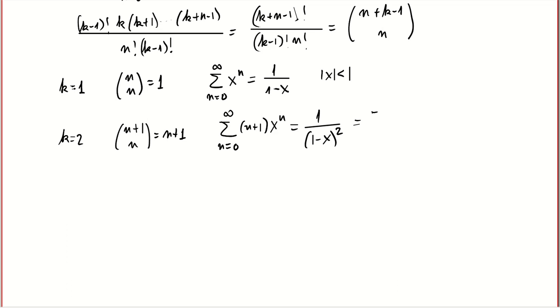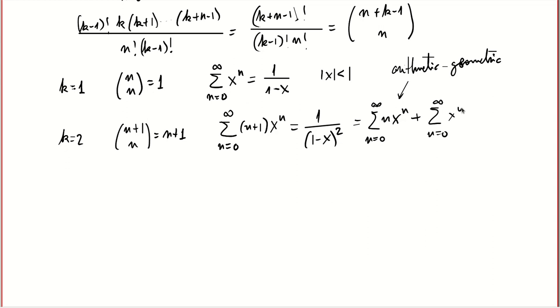But you might remember that this series here is what we called, at the beginning of the series, the arithmetic geometric. And this series here is the sum of this plus this one, because it's n plus 1 that we have here. This one here is 1 over 1 minus x. So the arithmetic geometric is equal to 1 over 1 minus x squared minus 1 over 1 minus x.